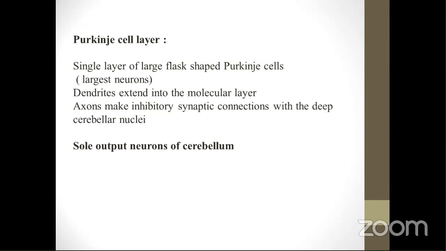The second part is the Purkinje cell layer. Now this is a single layer which is having only the Purkinje cell. And the Purkinje cells are the largest neurons in the CNS. They are large flask-shaped cells, and the dendrites extend into the upward layer, that is the molecular layer, and the axons make inhibitory synapses with the deep cerebellar nuclei. And you have to remember that these are the sole output neurons of the cerebellum. You must have gone through your lecture, so you can remember this.